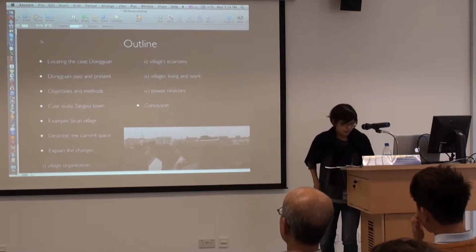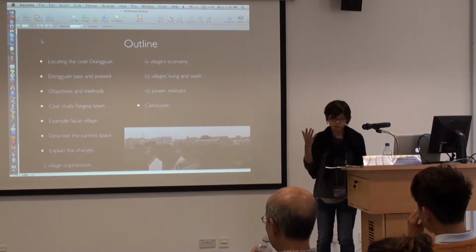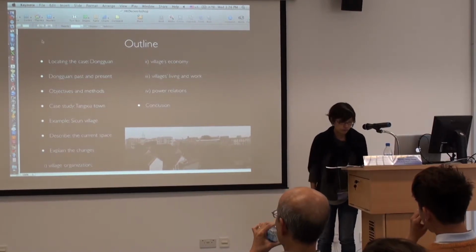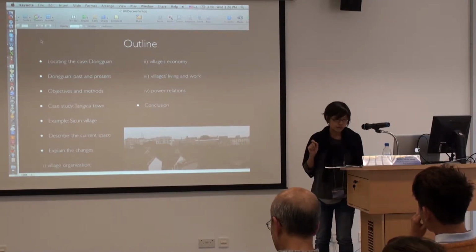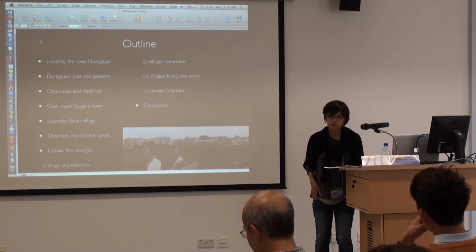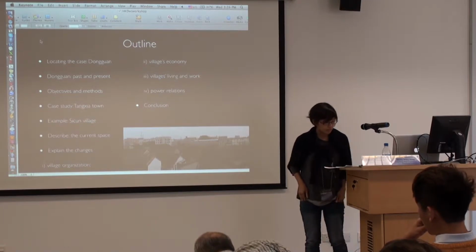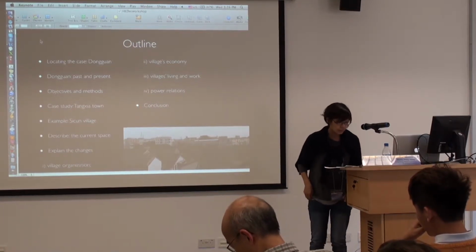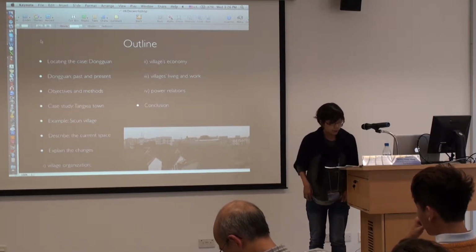An outline. We will firstly locate the case of Dongguan, because for the international workshop, to situate Dongguan in China, to point out its geographical specificity for the urbanization process since 1979. Second, making it more simple, but it could be very complicated, to introduce the past and the present of Dongguan.